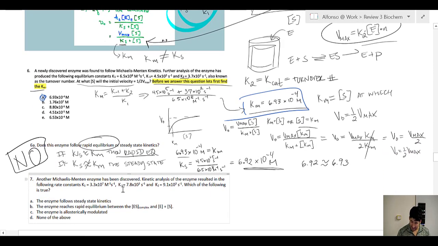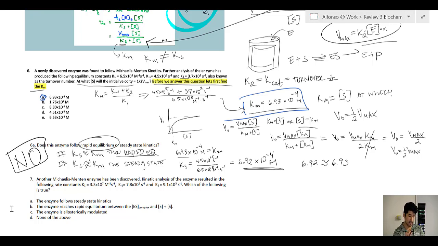Okay, number 7. Another Michaelis-Menten enzyme has been discovered. Kinetic analysis of the enzyme resulted in the following rate constants. So there's our rate constants. Which of the following is true? A, the enzyme follows steady state kinetics. I don't know about that. B, the enzyme reaches rapid equilibrium between the ES complex and E plus S. C, the enzyme is allosterically modulated, or D, none of the above.